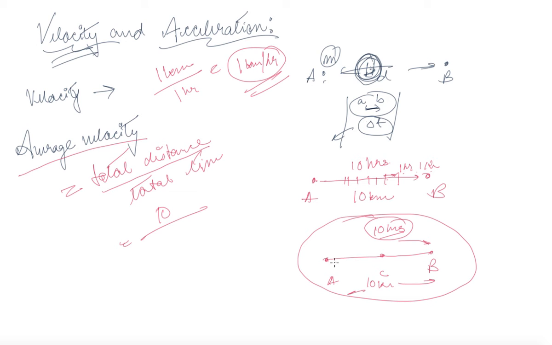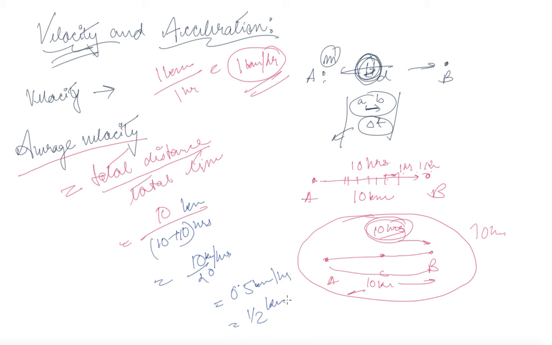Now from here to travel to here, it takes 10 hours. Now our additional wait time of 10 hours has been added. So now the total time is 10 plus 10 hours, which is equal to 20 hours. So 10 by 20 kilometer per hour. So the final speed becomes 0.5 kilometer per hour or 1 by 2 kilometer per hour. So this is its average velocity.